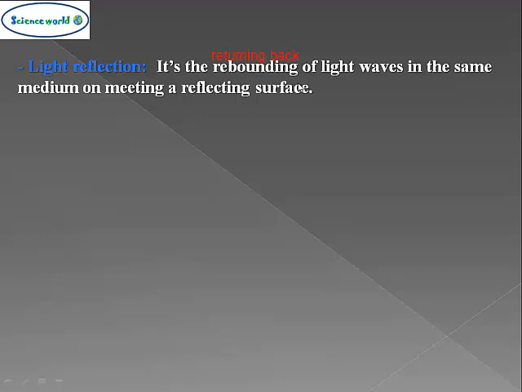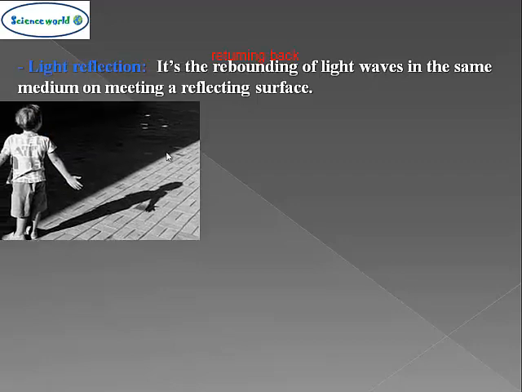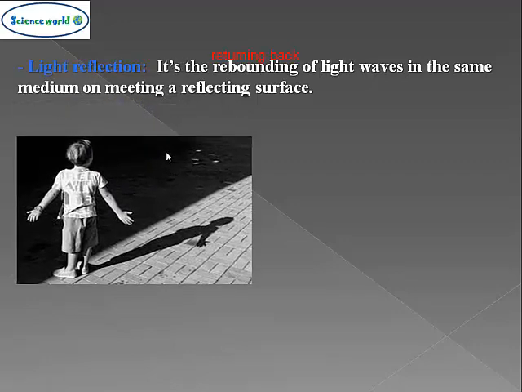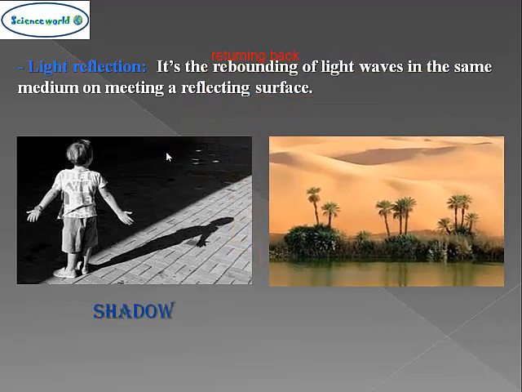There are many examples of light reflection, such as the shadow, and also this phenomenon. It's like the shadow, but it's an inverted image, so these trees have an inverted image. This phenomenon is called a mirage.